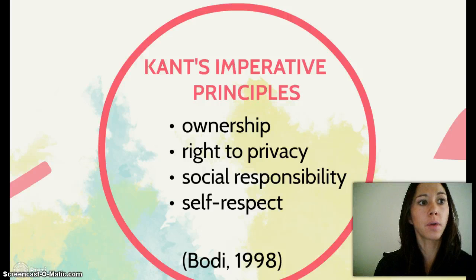Kant's imperative can outline 4 major principles of ethical behavior. The principles include ownership, right to privacy, social responsibility, and self-respect. Respect for ownership and right to privacy acknowledges the creator's works as their own and their right not to have it used inappropriately. Digitalized information seems to be there for the taking, but in reality is no different than a physical book. It should be used as intended by the author, and respect for the content should be granted.